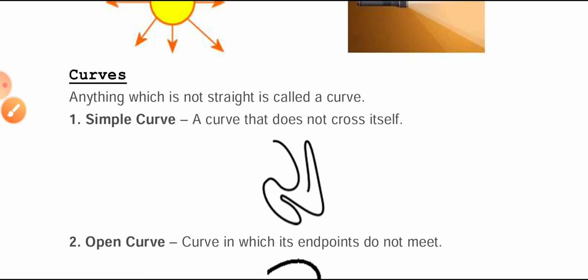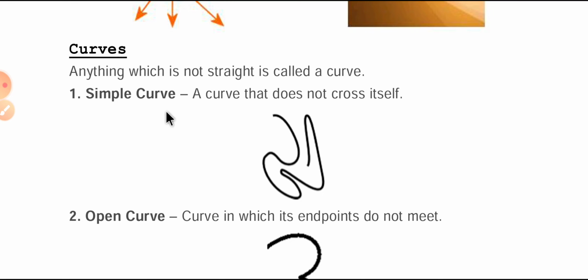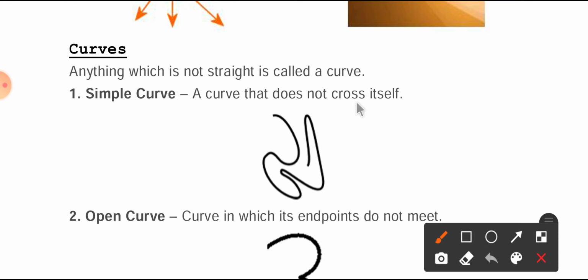Then curve. Here in this chapter we'll see only the definitions and some examples. Then see what is a curve. A curve means anything which is not straight. Whatever is not straight is a curve. There are different types of curves, like a simple curve. A simple curve does not cross itself. Like this one, it is not crossing itself.